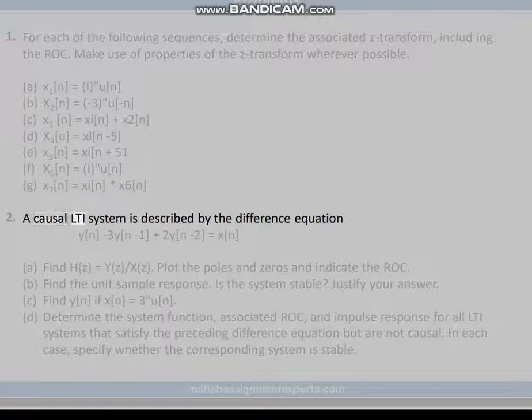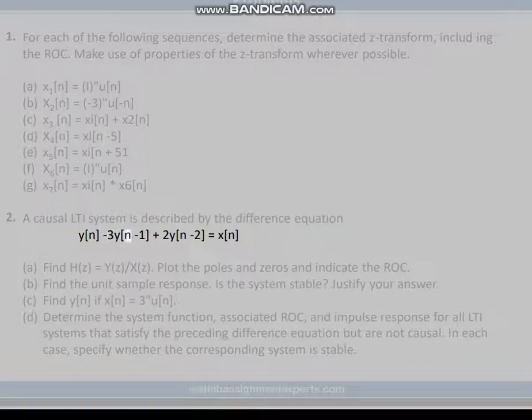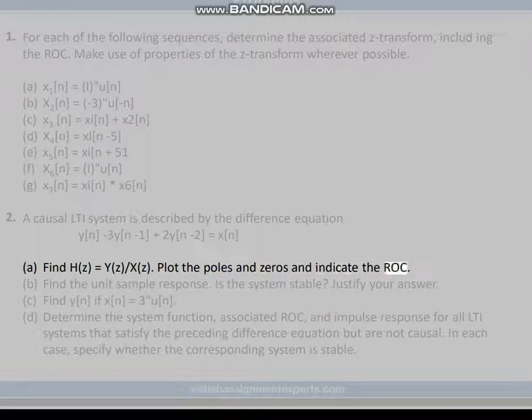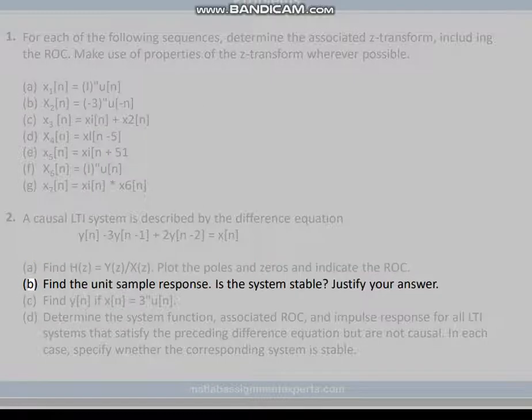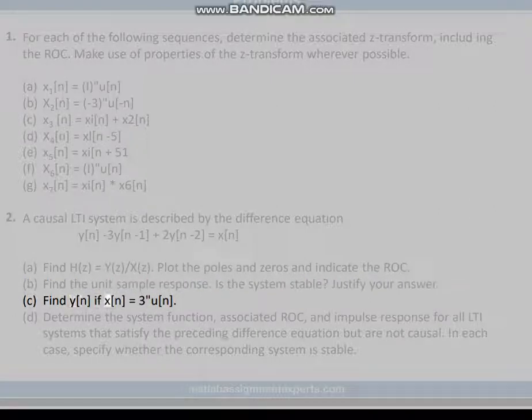A causal LTI system is described by the difference equation y[n] minus 3y[n minus 1] plus 2y[n minus 2] equals x[n]. A. Find H(z) equals Y(z) slash X(z). Plot the poles and zeros and indicate the ROC. B. Find the unit sample response. Is the system stable? Justify your answer. C. Find y[n] if x[n] equals 3^n u[n].